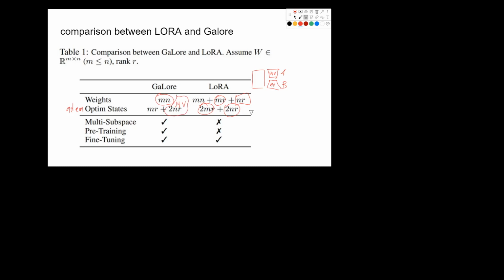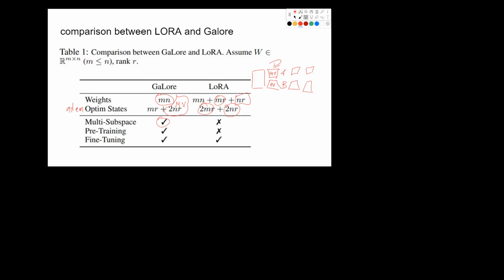And GaLore can search in multiple subspaces, since we keep changing the projection matrix. But in LoRA, you won't. You are just using a single low-rank matrix to store the difference due to the fine-tuning. But actually, we can use multiple matrices to search for multiple subspaces.